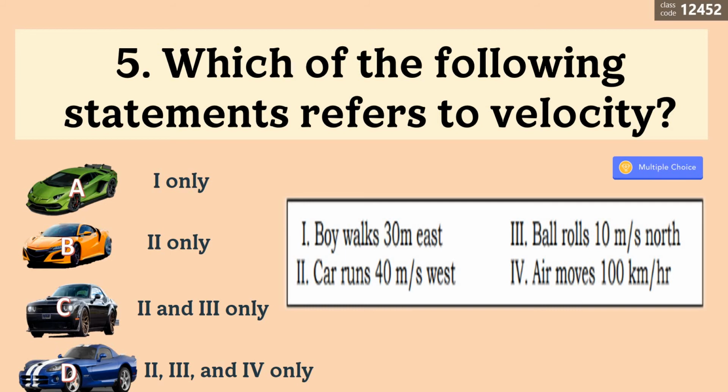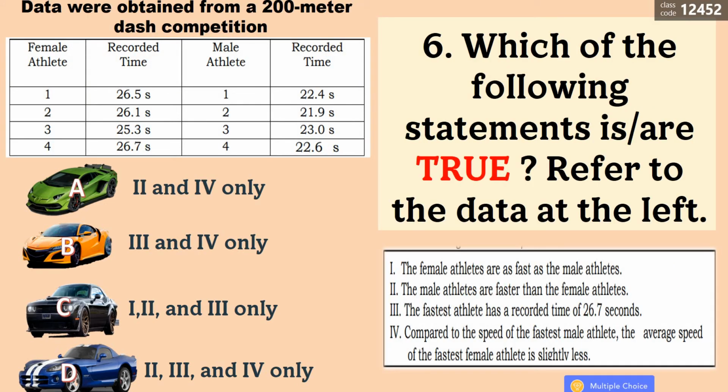1. Boy walks 30 meters east. 2. Car runs 40 meters per second west. 3. Ball rolls 10 meters per second north. Or 4. Air moves 100 kilometers per hour. Very good. That is letter C, 2 and 3 only. Car runs 40 meters per second west and ball rolls 10 meters per second north. Very good. Let's move on with question number 6.